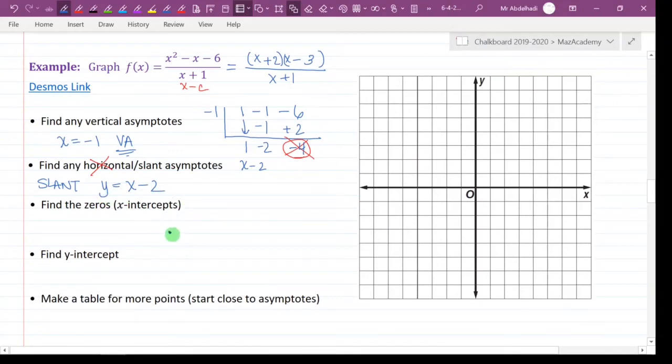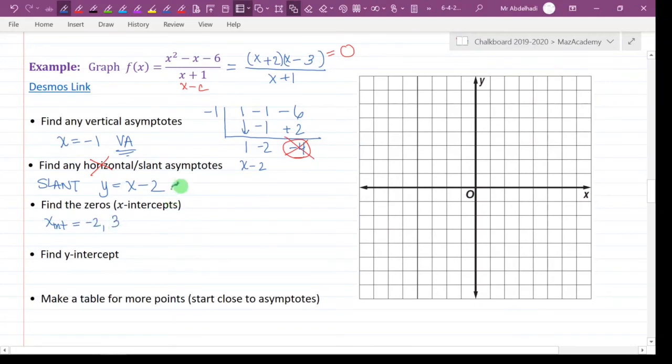X-intercepts. Well, we learned that X-intercepts happen when the top of the fraction equals 0. And we can use the zero product rule here. You're going to have an X-intercept at -2 and +3. So look how easy X-intercepts are when you know what you're doing. This is simply going to be 2 and -2 and 3.